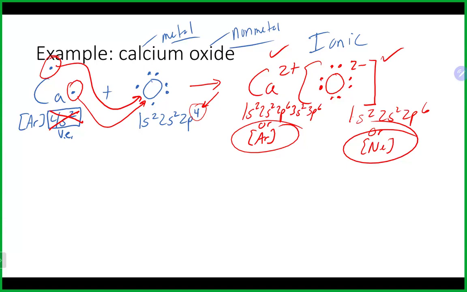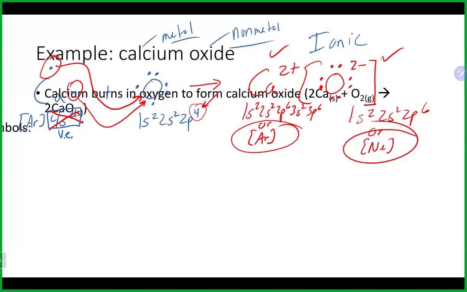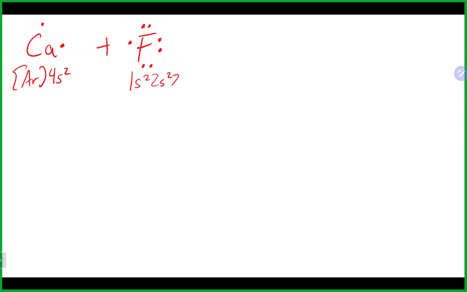Okay. So what happens if we try it here? What happens if we take our friend calcium that we just did and put it together with fluorine from the first example? So calcium, again, has our argon 4s2 configuration, and our fluorine has 1s2, 2s2, 2p5 in this case.